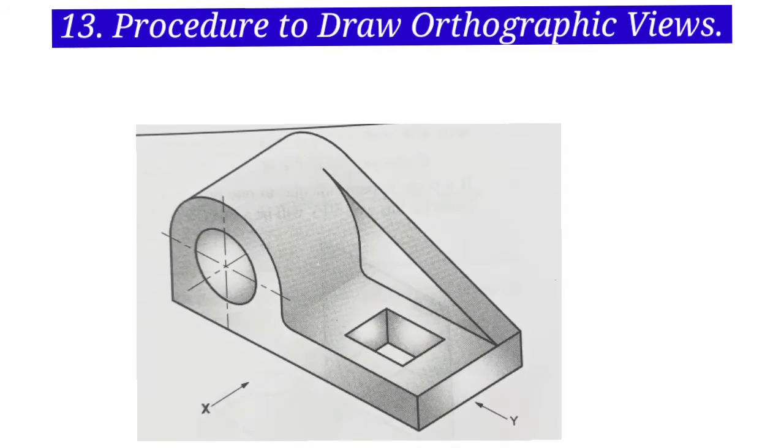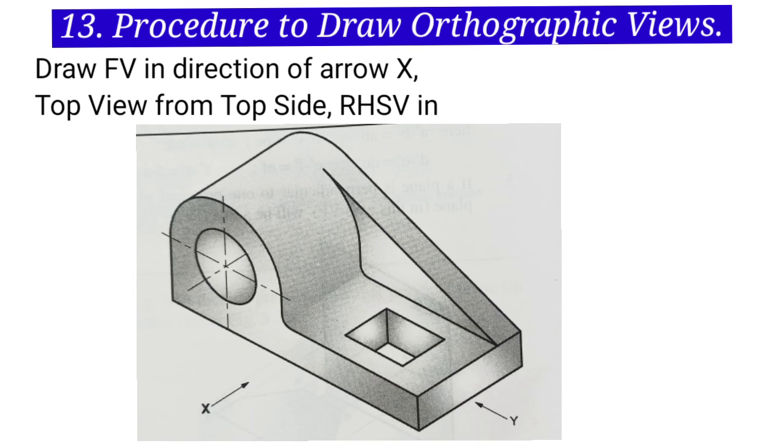Figure shows the pictorial view of an object, that is a 3D view. We have to draw the three principal views of this object, that is a front view looking in the direction of X, top view looking from the top side, and looking in the direction of Y, we have to draw the right hand side view. The arrow X represents the front view direction. To draw all the three views, we have to follow the simple steps given below.